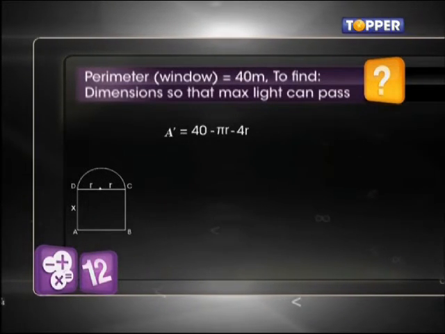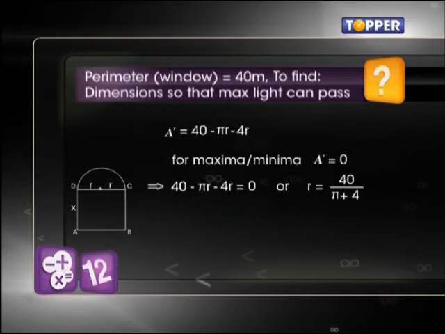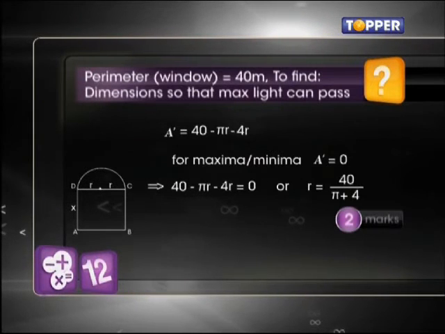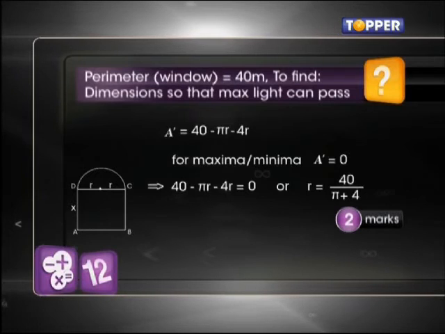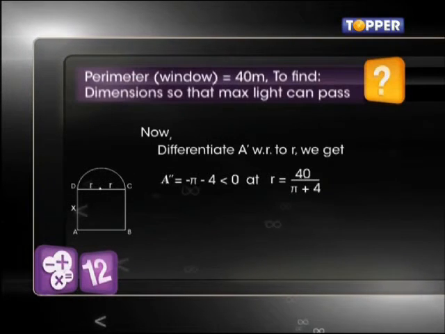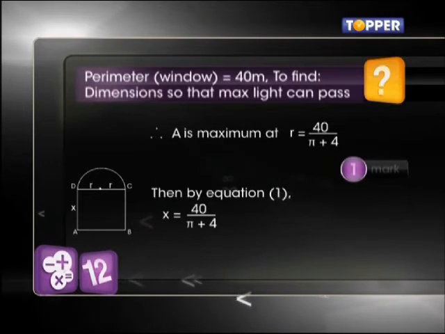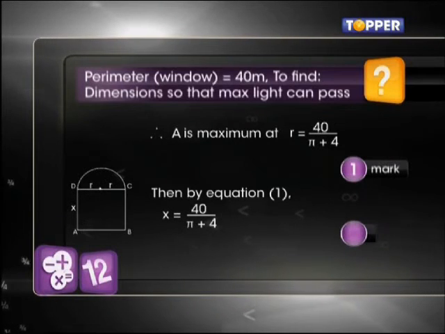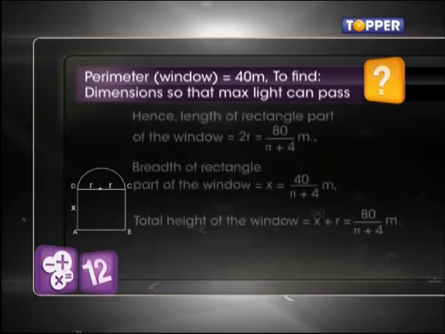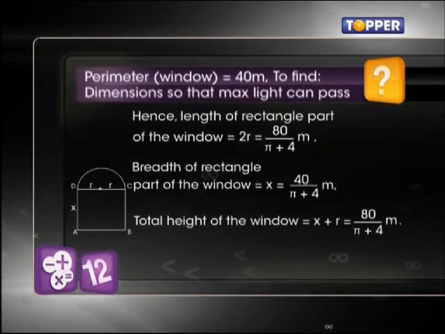The next step is to find the first and second derivative of A with respect to r. Put the first derivative equal to 0 for maxima and minima. This gets us the value of r as equal to 40 by pi plus 4. Also, we find the second derivative is less than 0 at r equal to 40 by pi plus 4. So, the area will be maximum at r equal to 40 by pi plus 4. This gives us the length and the breadth of the window as 80 by pi plus 4 and 40 by pi plus 4 respectively.